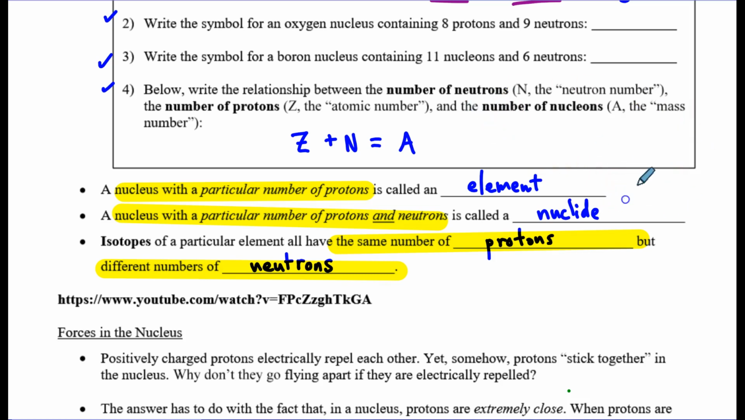Nuclides. Finally, we have isotopes. Isotopes would be the same number of protons, the same element, they're both carbon, but different numbers of neutrons. This would have to have 5 neutrons, and this would have to have 6. That makes them different isotopes.